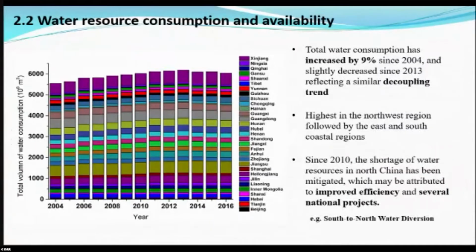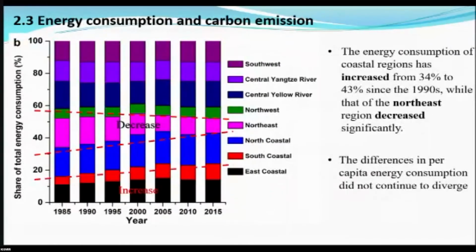In terms of water resource conservation, consumption, and availability, the differences vary among different regions, and also move from the eastern part to the western part because of the Chinese policy for Western development. This slide shows energy consumption.